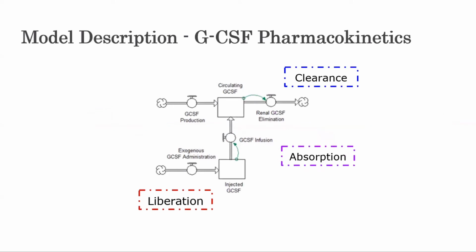Pharmacokinetics of G-CSF is modeled with a simplified quantitative systems pharmacology method. First, drug is liberated to the site of administration and joins the injected G-CSF stock. Then, injected G-CSF is absorbed to the tissues and joins the circulating G-CSF stock. Circulating G-CSF stock represents the effective G-CSF in circulation, and physiological effects of G-CSF root from here. Ultimately, drug is cleared from the body with a renal elimination outflow.